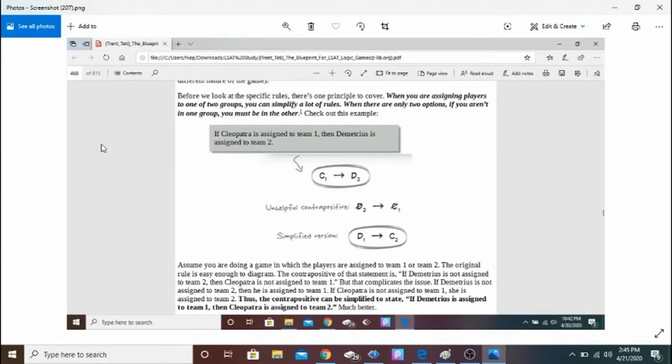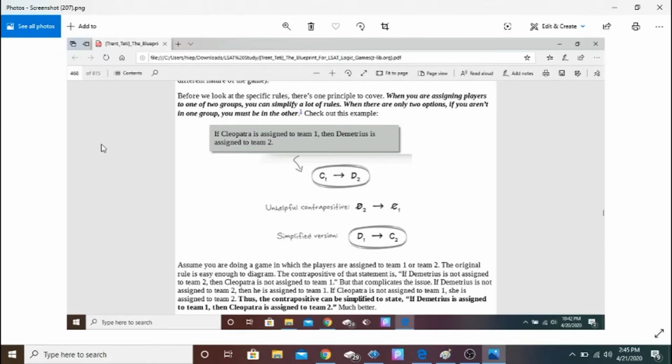Another thing to note is that you don't need to form the contrapositive always, or at least the unhelpful contrapositive. For example, if Cleopatra is assigned to Team 1, then Demetrius is assigned to Team 2. So if C1 leads to D2, rather than saying no D2 means no C1, there's only two groups possible, right? There's only two groups. You simply say, okay, D1 would mean Cleopatra's in Team 2. C1 to D2, D1 to C2.